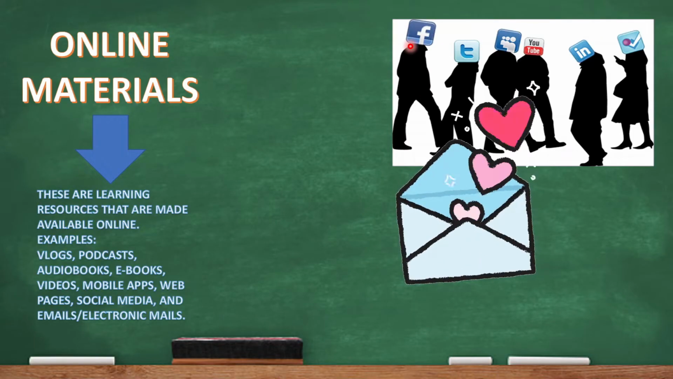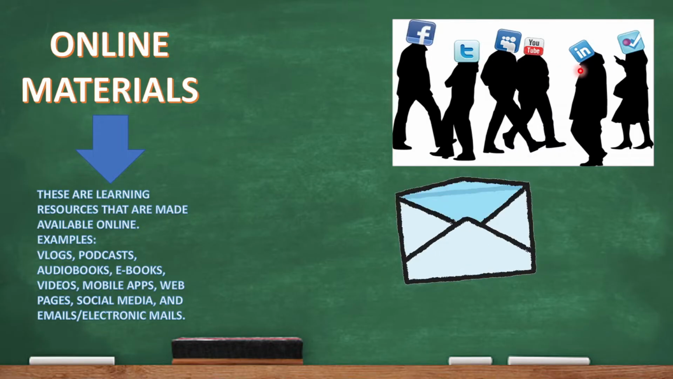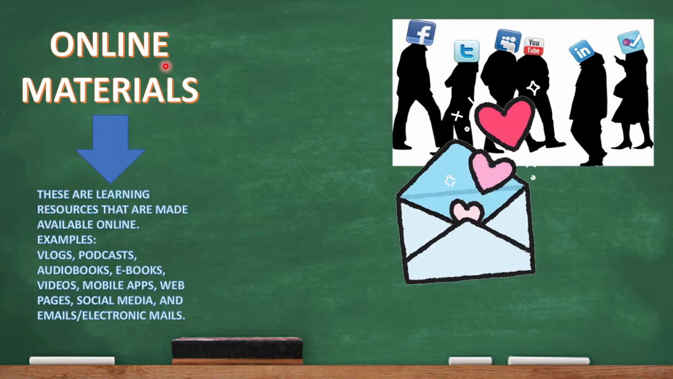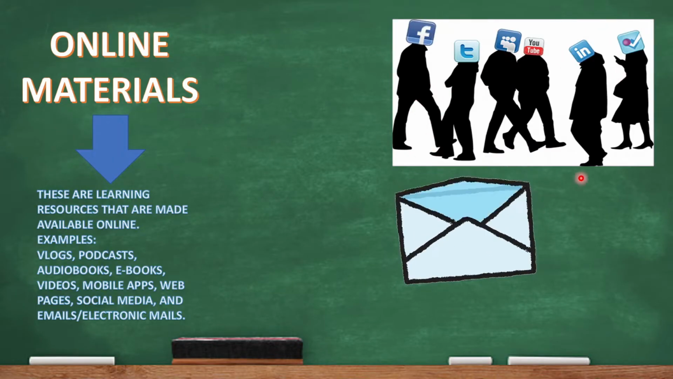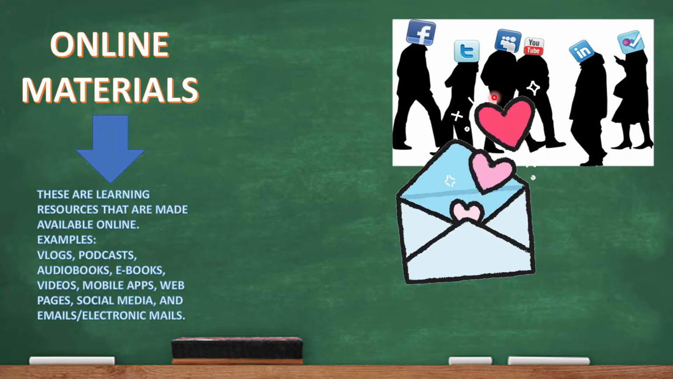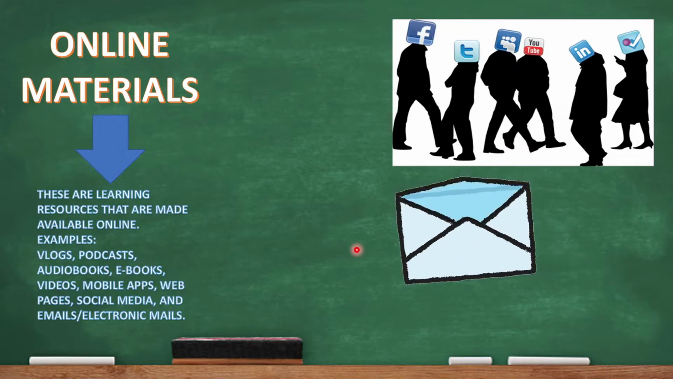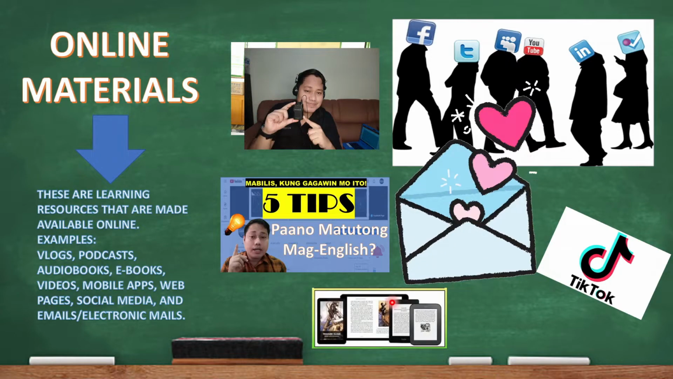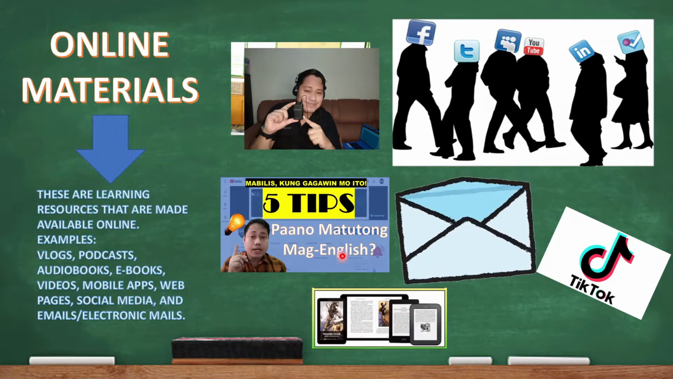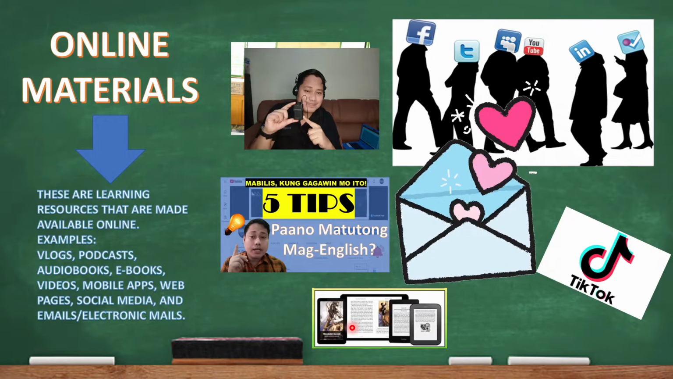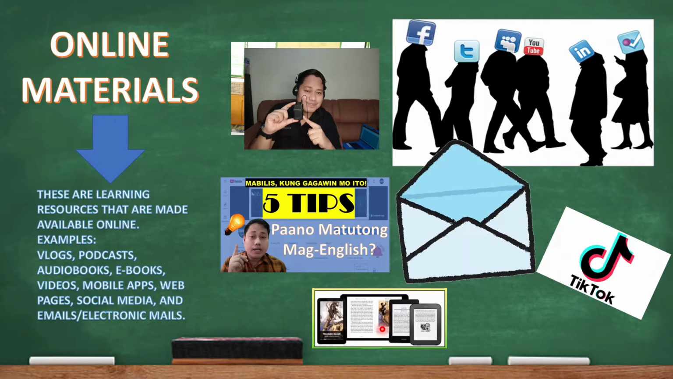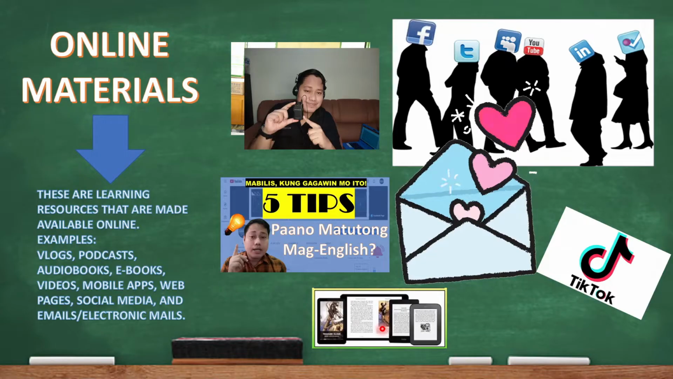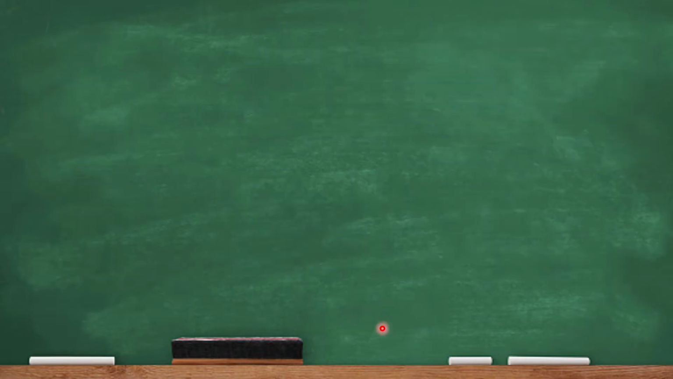Social media like Facebook, Twitter, TikTok, YouTube, and others are classified as online materials because they are sources of information that can be found online, with the use of an internet connection. So these are the types of information that you can find in the online world, materials that can be read through the internet.